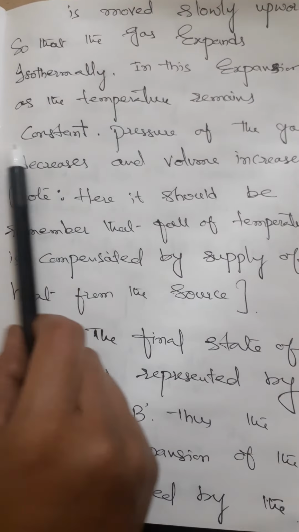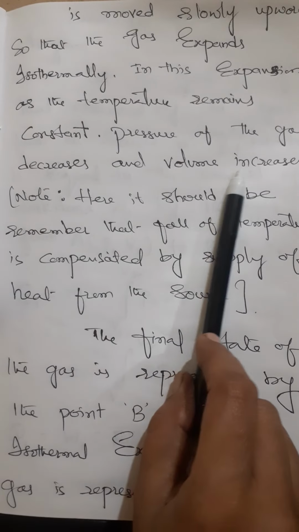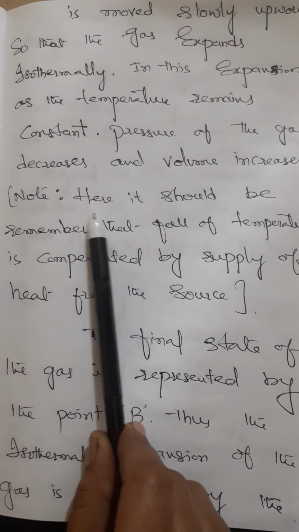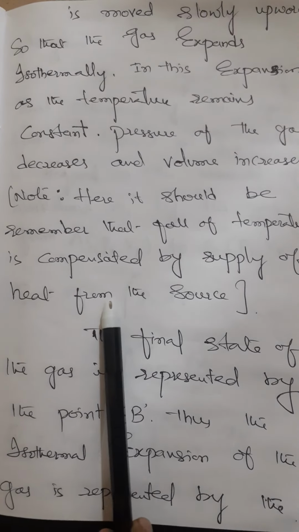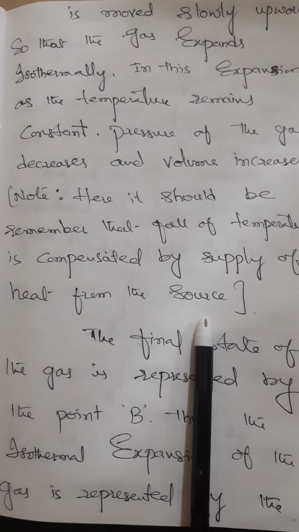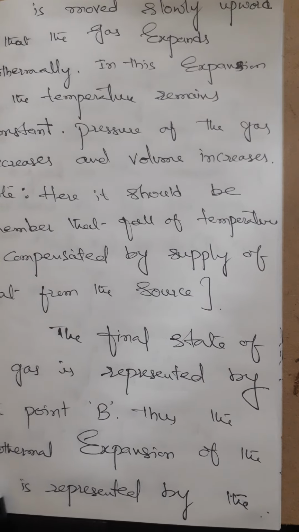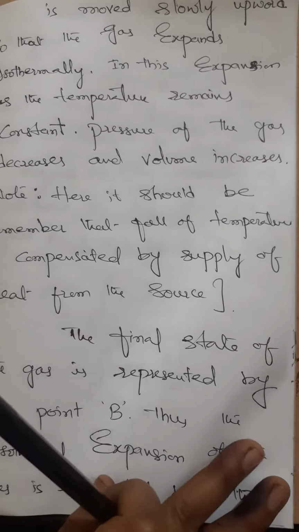So at this position the pressure of the gas decreases and the volume increases. Remember, this is only a note for your understanding: the fall of temperature is compensated by supply of heat from the source. Initially we place the cylinder piston arrangement on the source. The final state of the gas is represented by the point B. Thus the isothermal expansion of the gas is represented by the curve AB.